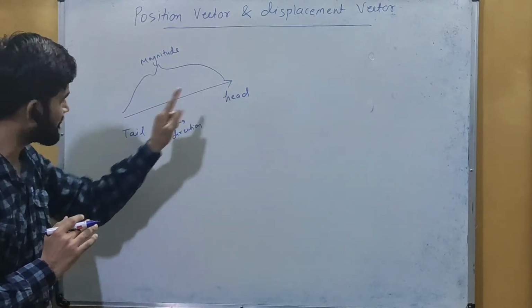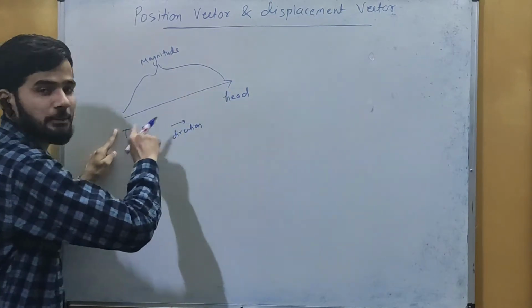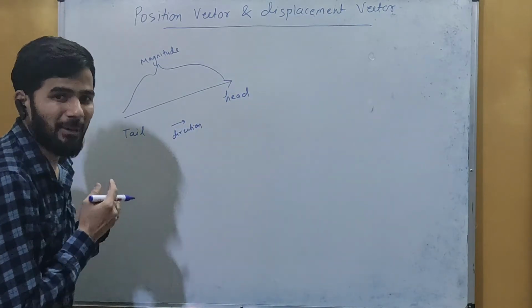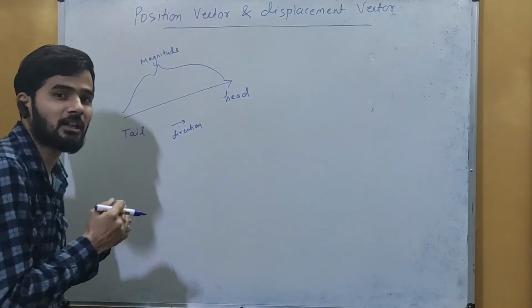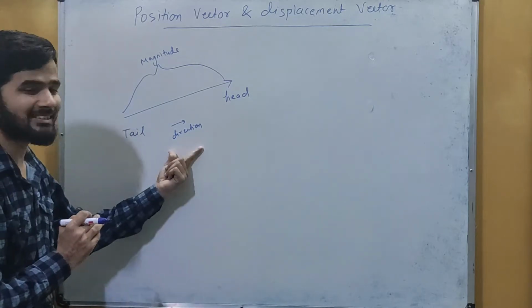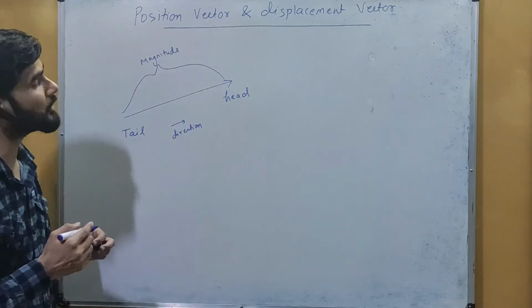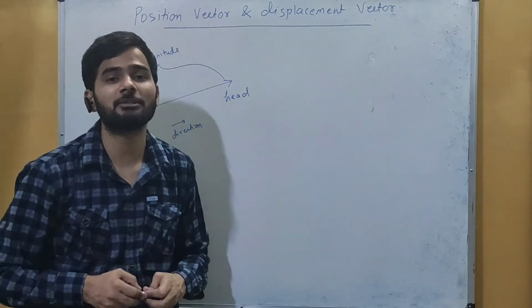यहाँ पर ये इसका head है, this is the tail, this complete represents its magnitude. ये जितना ज़्यादा होगा उतना ही ज़्यादा इसका magnitude होगा, और अगर कम है तो उतना ही उसका कम magnitude होगा. And this direction, this arrow represents its direction. Okay, now we have to represent the position and the displacement vector.